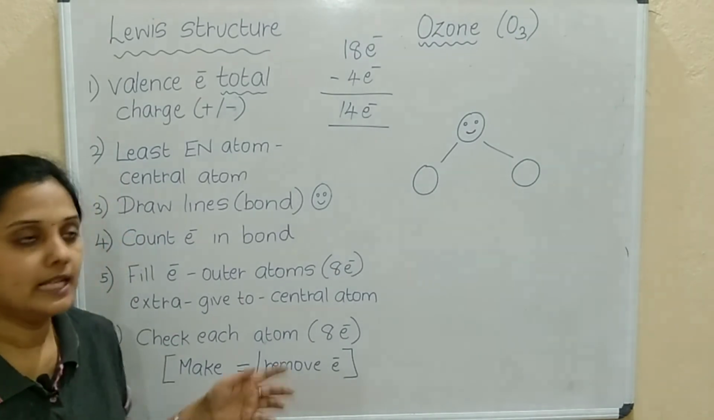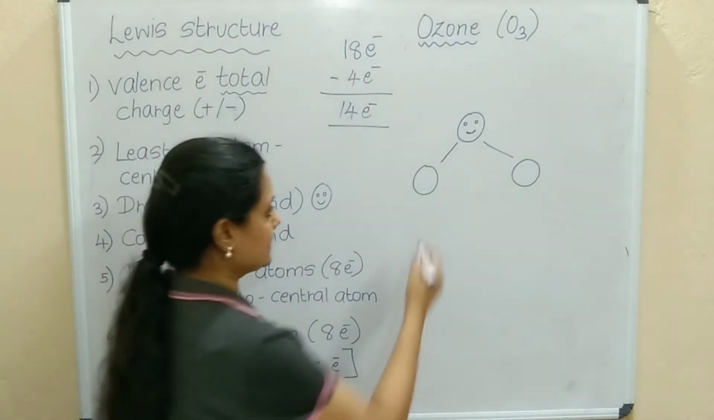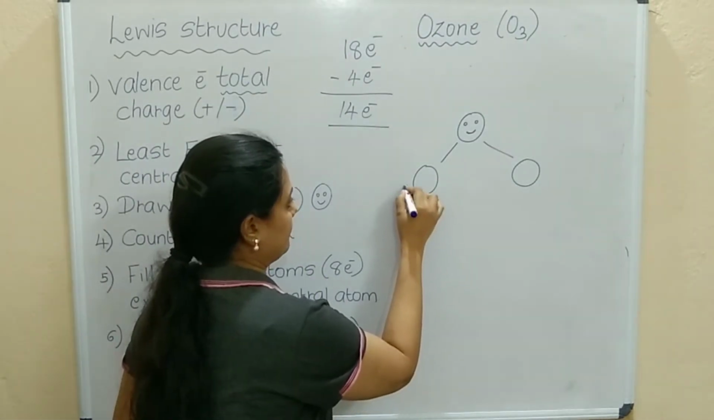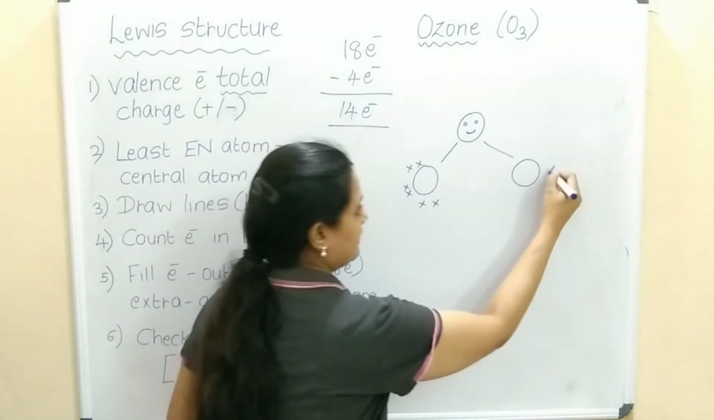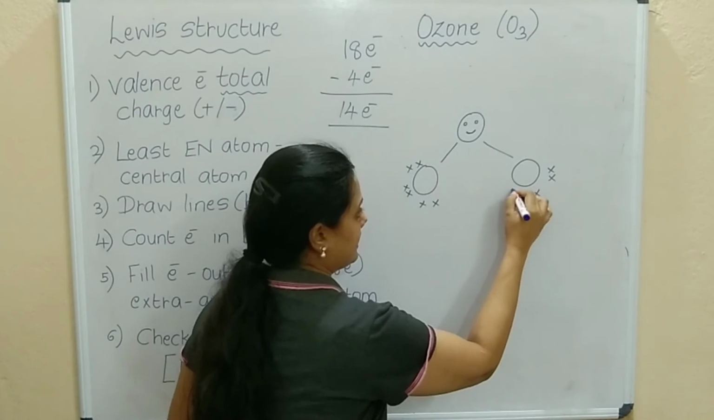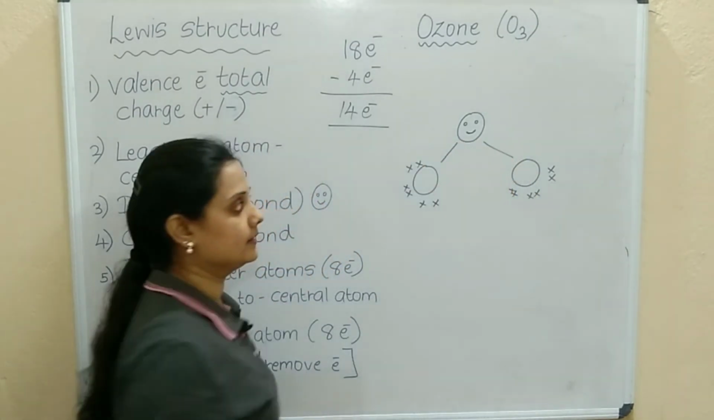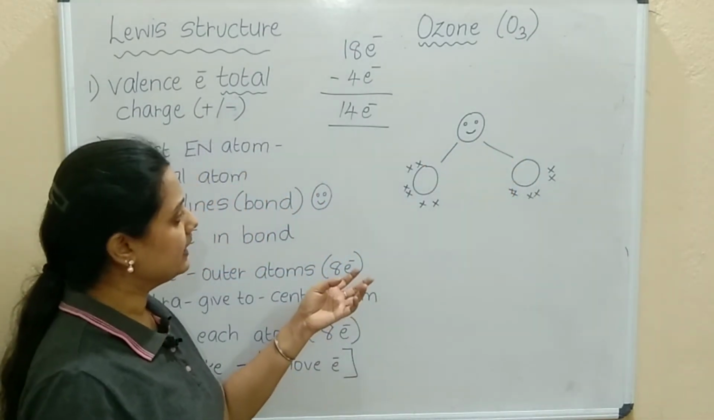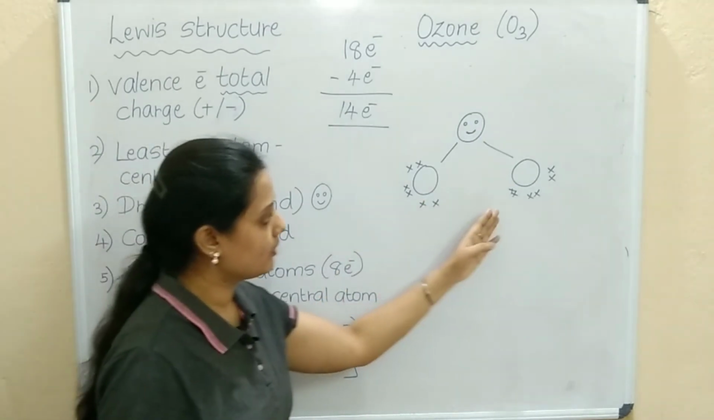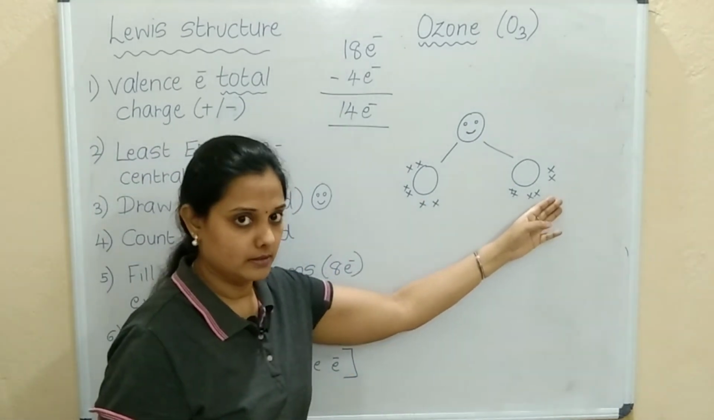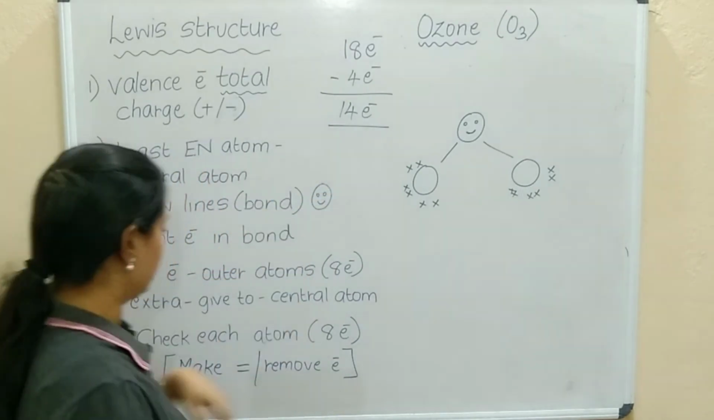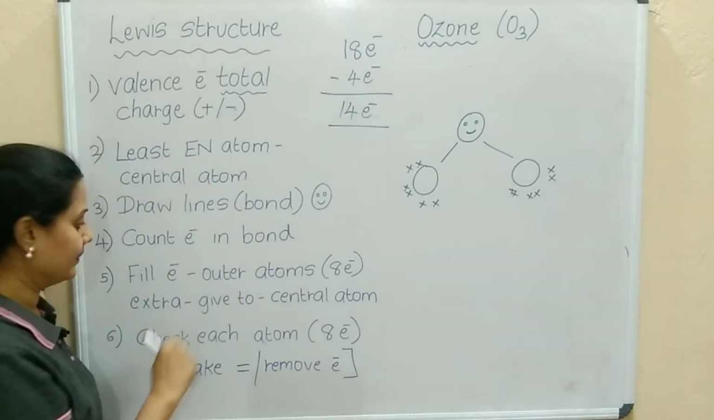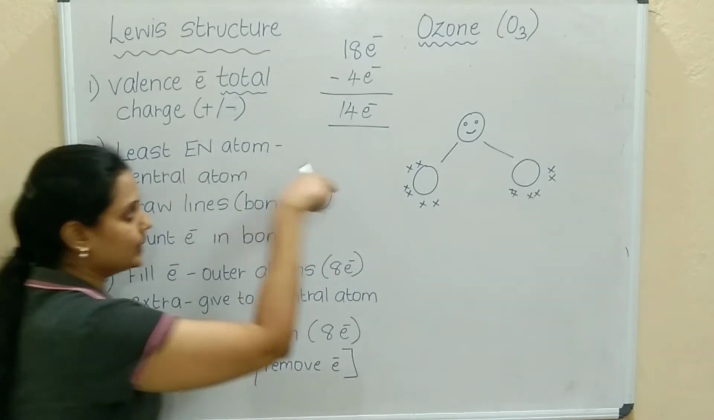Now start filling the electrons for the outer atoms: 1, 2, 3, 4, 5, 6, 7, 8. Same way for the other atom, 1 to 8. How many have I filled? 6 electrons and 6 electrons, so 12 electrons. We had to fill 14, so we have 2 extra. What should I do? Give them to the central atom.